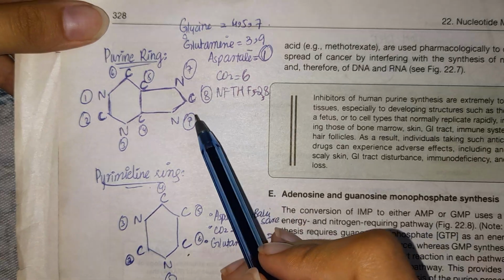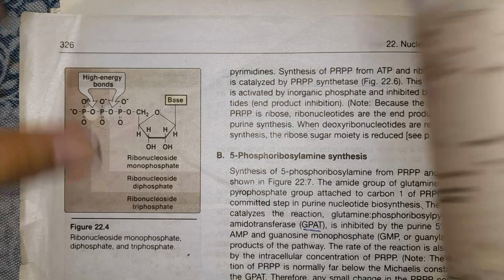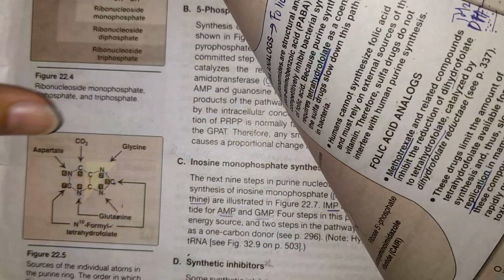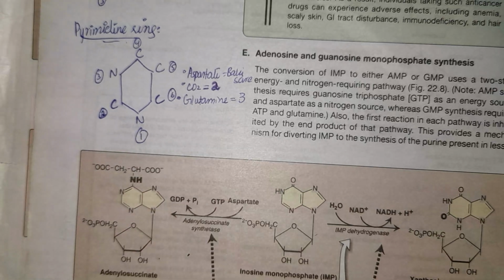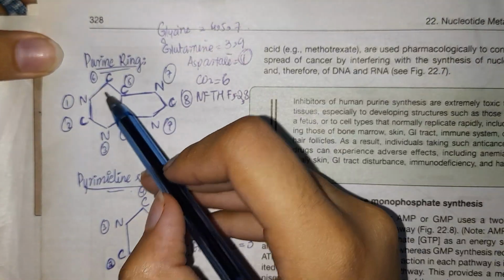So, as you're doing from your biochemistry book, one correction that I have to make is in the previous pages, that is your page number 326 on my book, you have this diagram which is actually wrong. So, the correct diagram for this is this, the purine ring and its component.